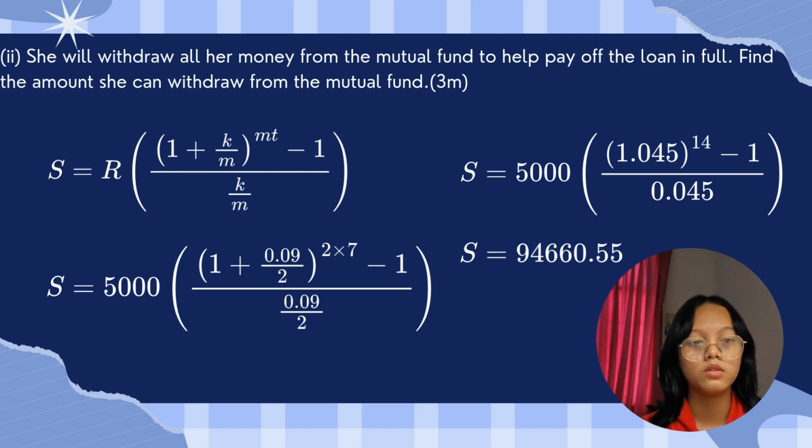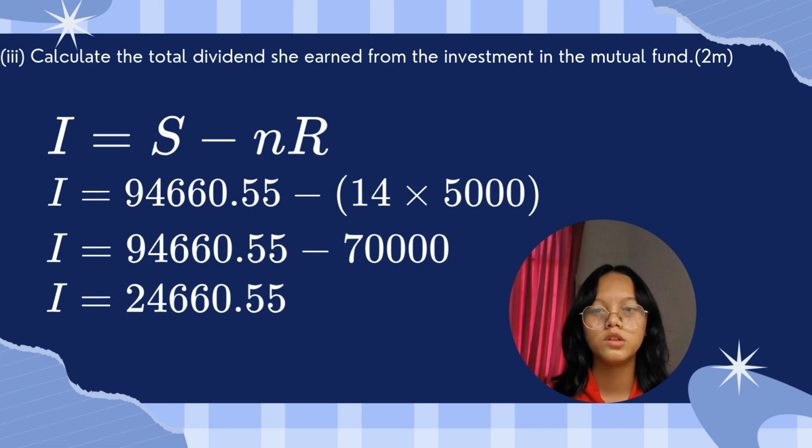After we simplify all the answers we just got, the result S will be the total amount she can withdraw from the mutual fund, which is 94,660 and 55 cents.